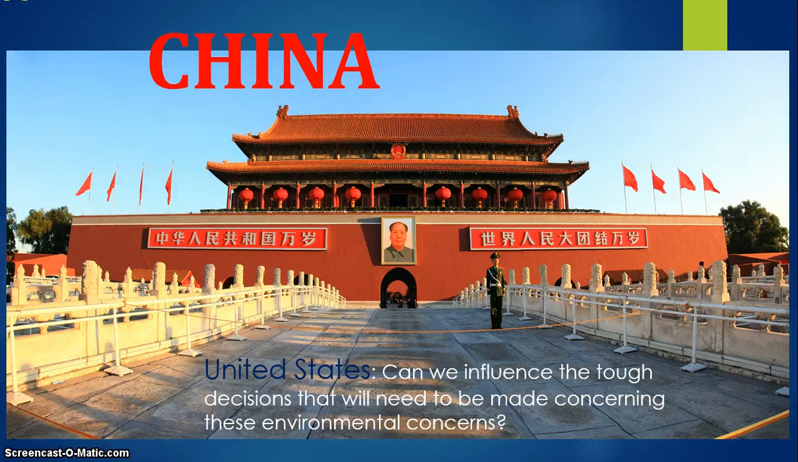And can we, as the United States, influence China when it comes to these tough decisions regarding the environment? We know that they think of themselves as the world's number one superpower, so dealing with them is not always easy, as we found out in the past. So we're starting to work better together. Hopefully in the future we'll be able to come to solutions when it's time to deal with these problems.